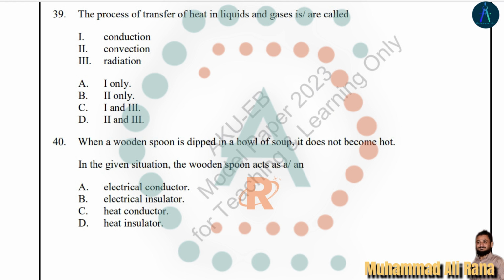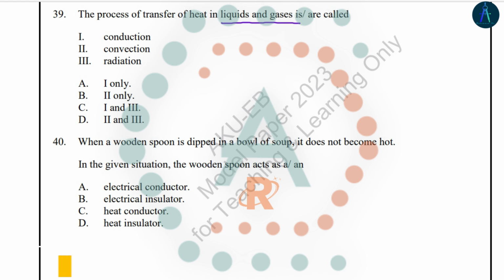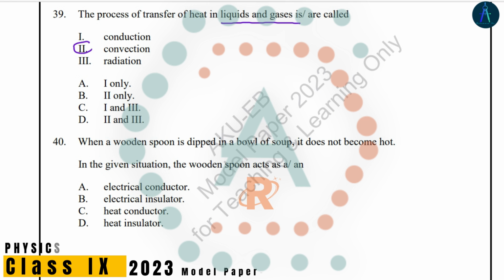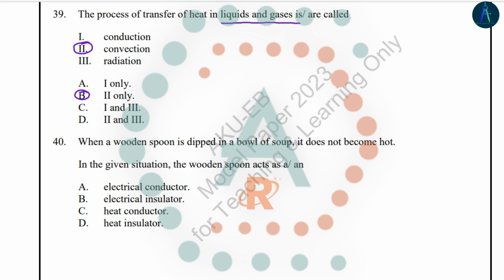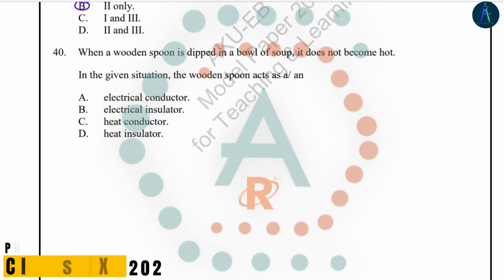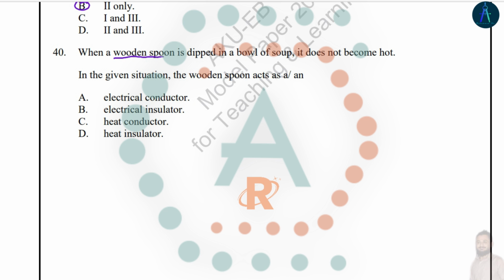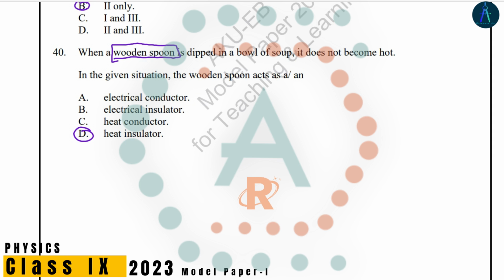The process of heat transfer in liquids and gases is known as convection. In convection, the liquid flows due to difference in densities. So in this way, option B will be the right answer. When a wooden spoon is dipped in a bowl of soup, it does not become hot. As we can see, the spoon is made of wood, and wood is a heat insulator. So the correct answer for the last question in this 2023 model paper is option D.